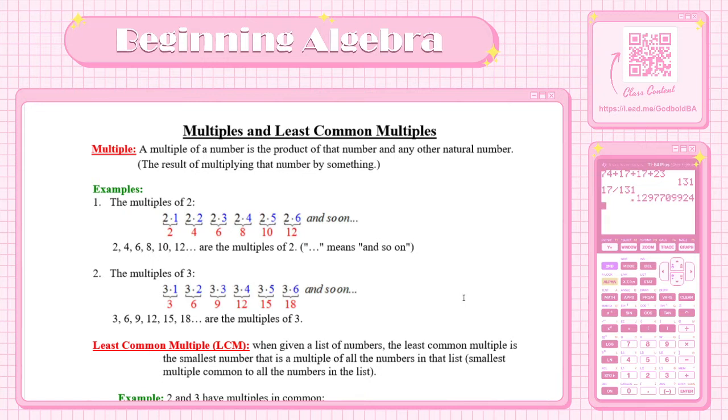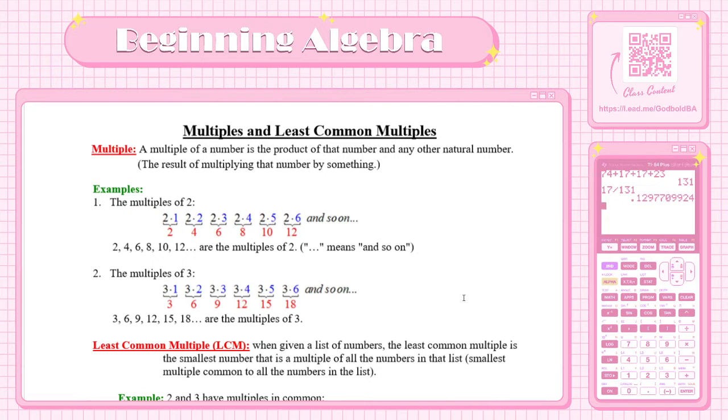A multiple of a number is the product of that number and any other natural number. So, for example, the multiples of 2 are 2, 4, 6, 8, 10, and so forth, because you can get each of those numbers by multiplying 2 by something else. You can multiply 2 by 1 to get 2, 2 by 2 to get 4, 2 by 3 to get 6. So that's why each of those numbers in the red are multiples of 2. Similarly, the multiples of 3 are 3, 6, 9, 12, 15, 18, and so forth.